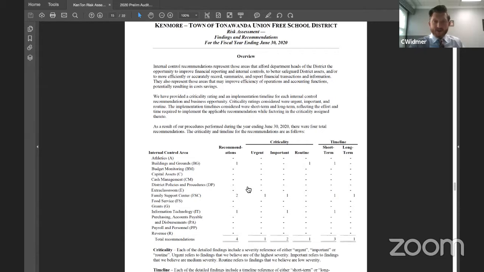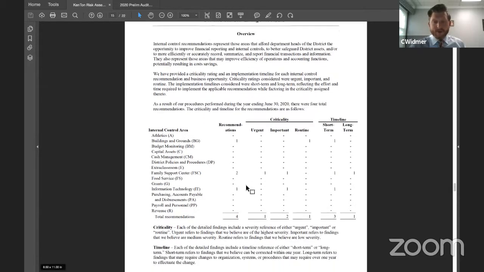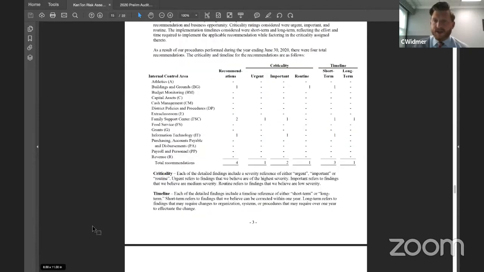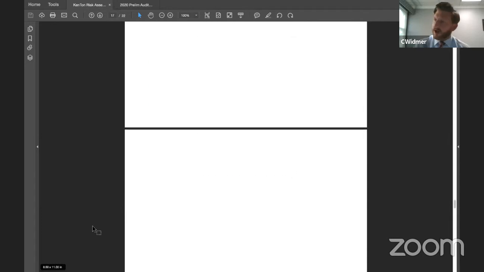So that's the summary. In total, there were four recommendations to be included in the report this year. As I had mentioned, one of them came from the overall risk assessment on IT, and then the remaining three were amongst the two detail tested. So we can move on to page 4, and that's where we get into the individual recommendations with a little bit more detail on what was covered.